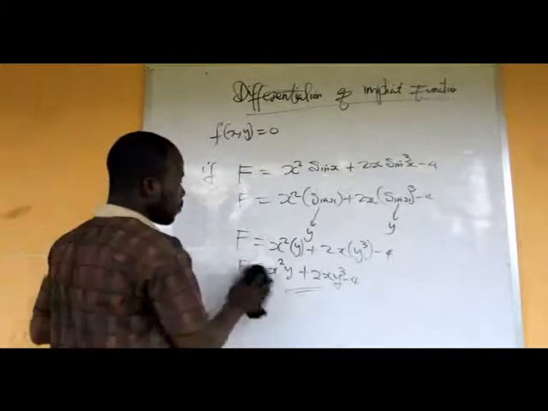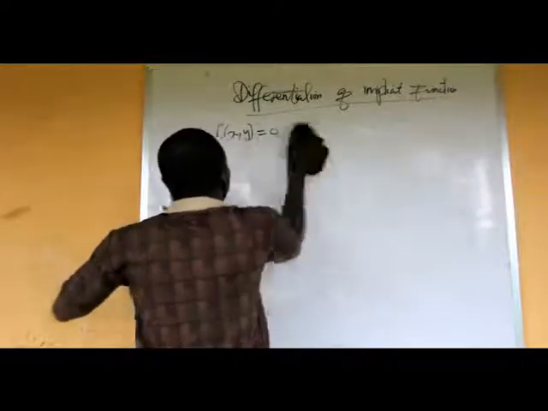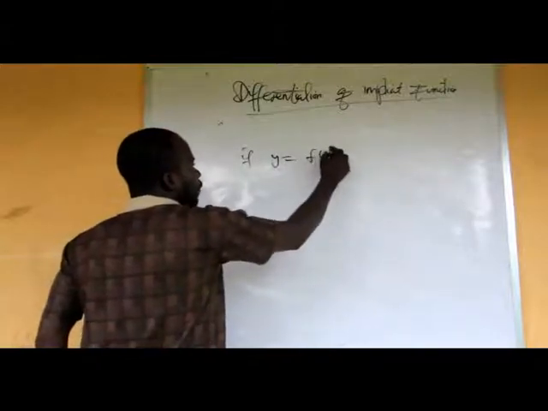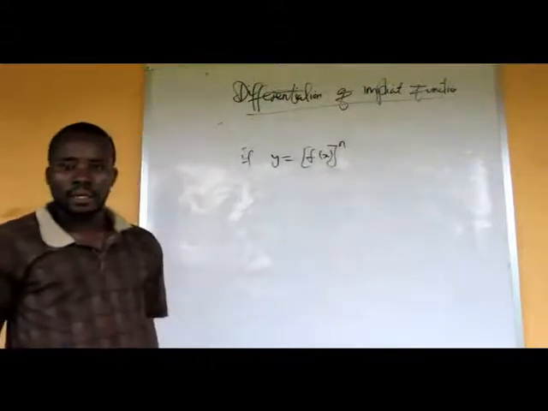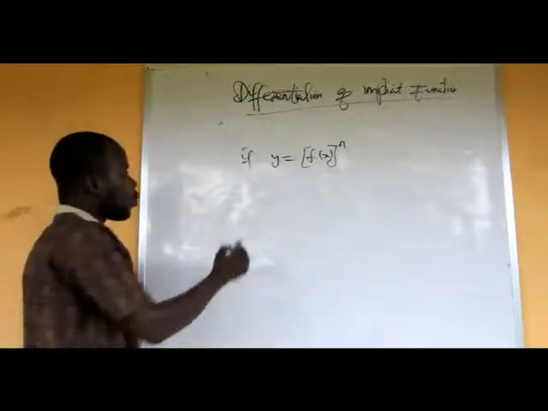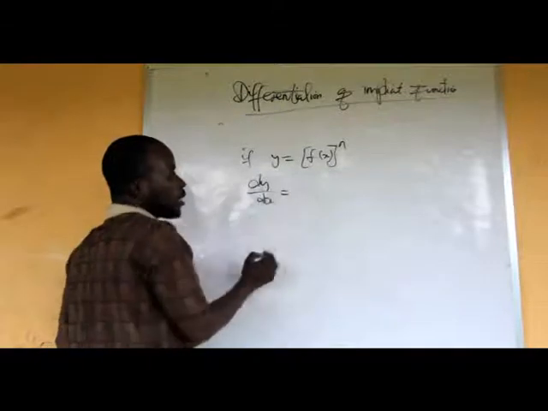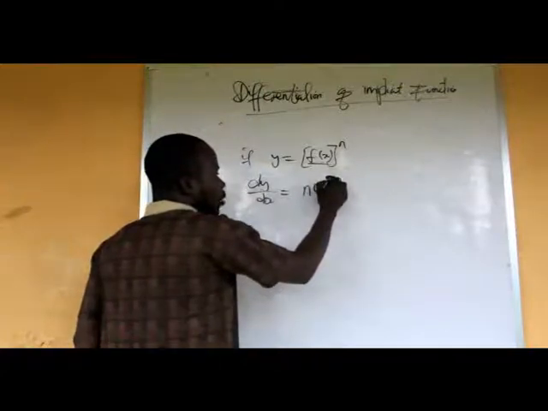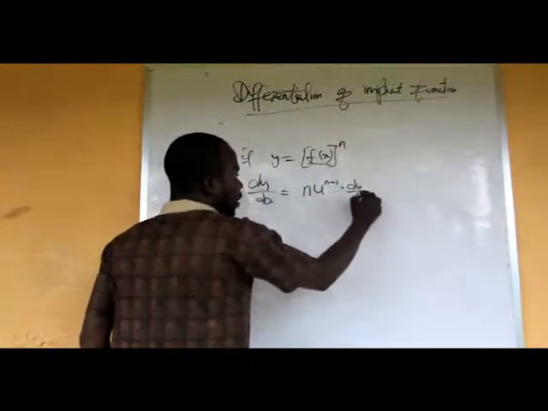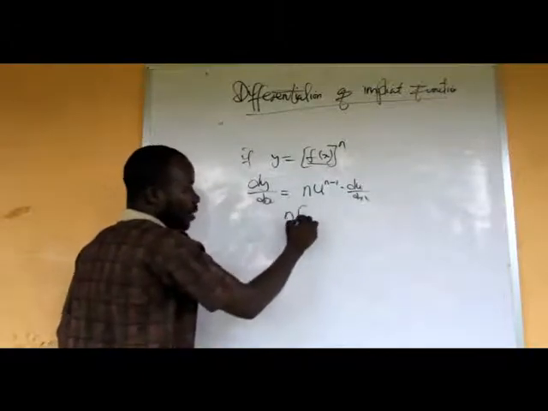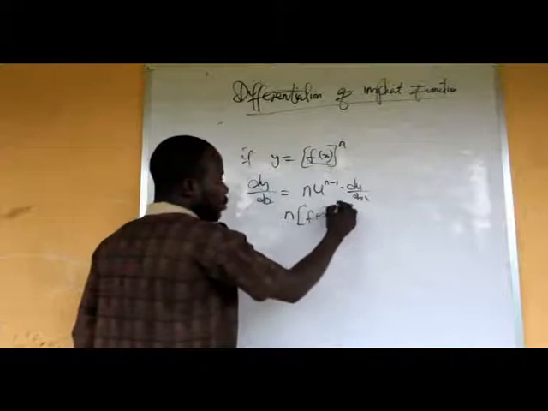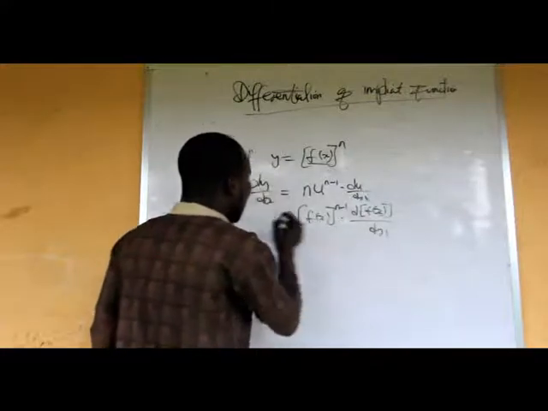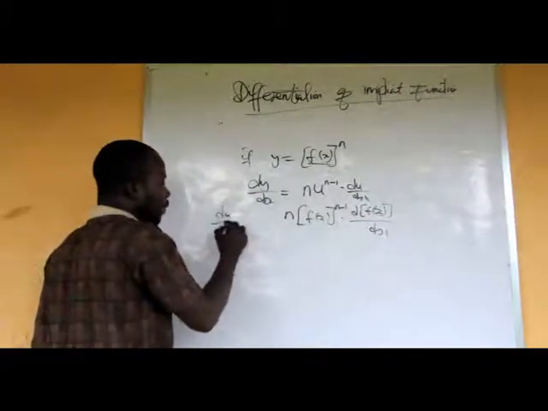Recall that if y equals f of x raised to power n, if we want to differentiate this using the chain rule, we have that dy over dx is equal to n, we can call this u, n u to the n minus 1 times du over dx. This is what I'm saying. n will come down, then f of x will be there, raised to power n minus 1, times df of x over dx. And this is how we have our dy over dx.